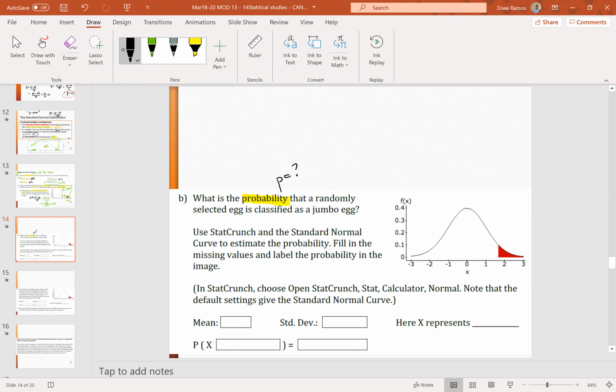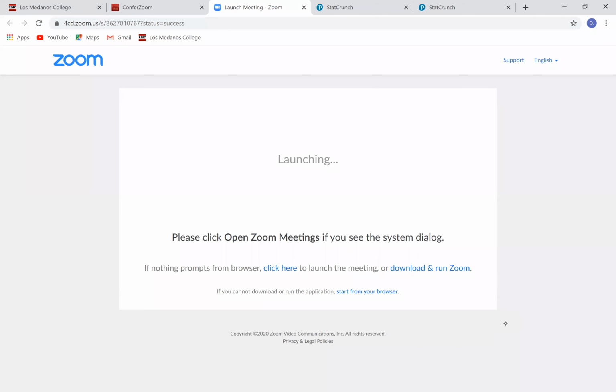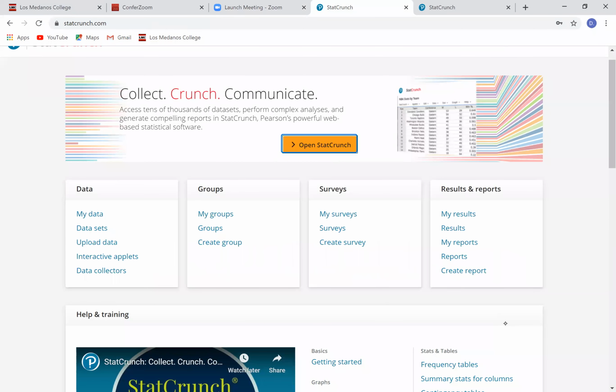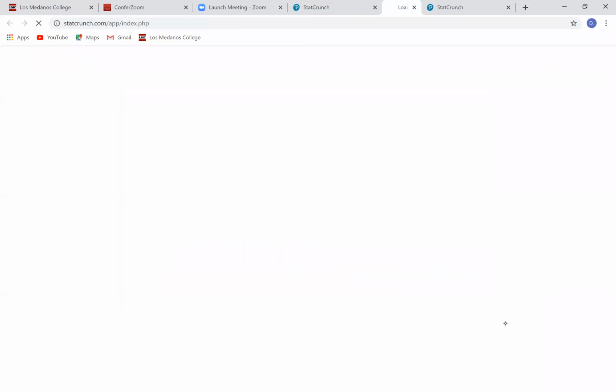We use StatCrunch and the normal curve to estimate the probability. Let me go to our StatCrunch, I didn't open it earlier. Can you see the StatCrunch screen? Yes. Okay.